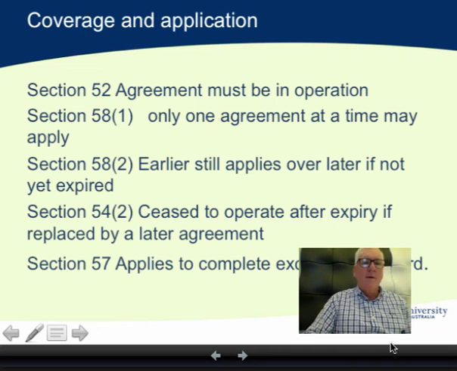And remember, we've talked about this before. Under Section 57, the enterprise agreement applies to the complete exclusion of the underlying modern award. So remember also that I mentioned that even if the award covered more things than the enterprise agreement, it doesn't matter. The whole of the award is excluded.